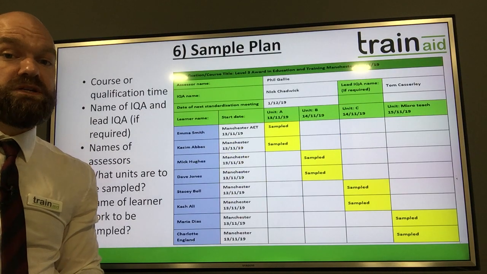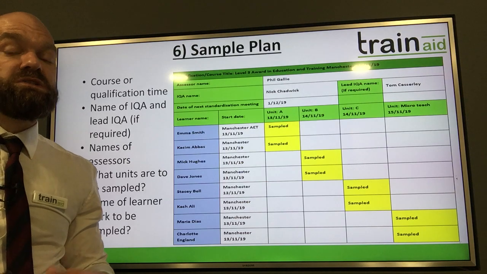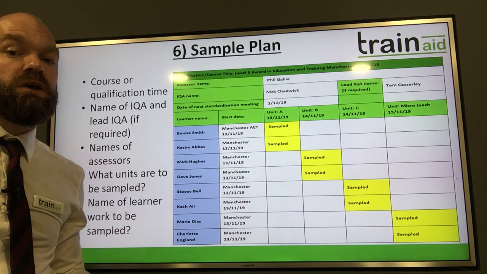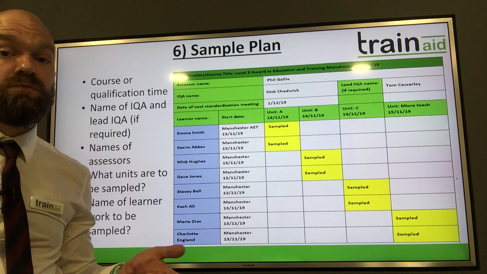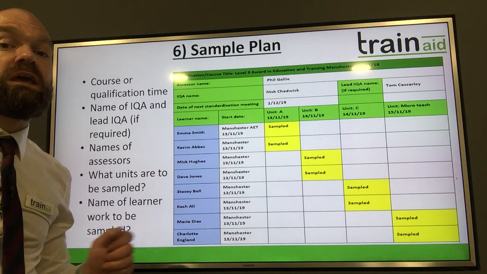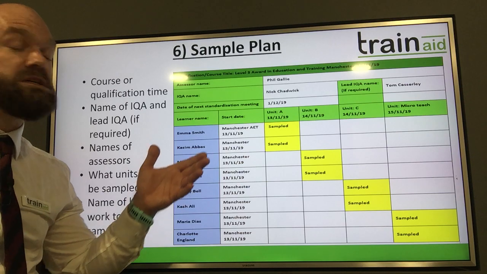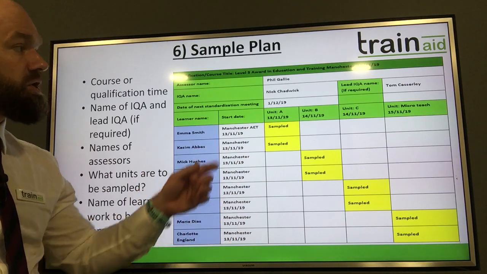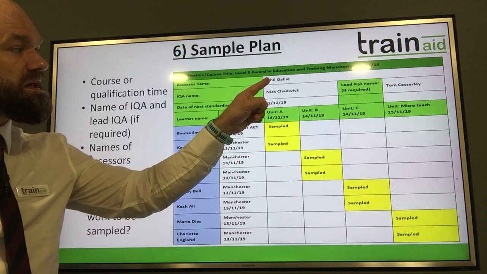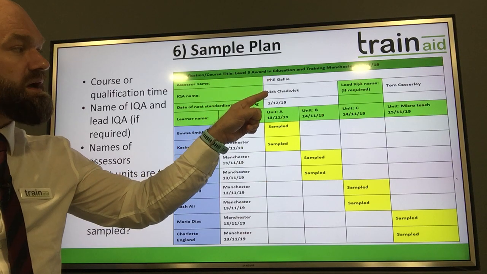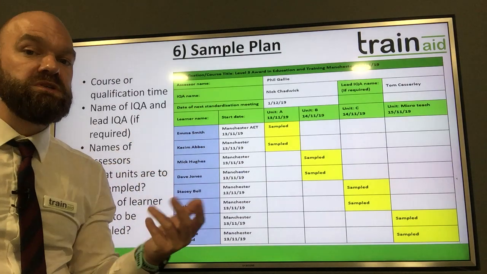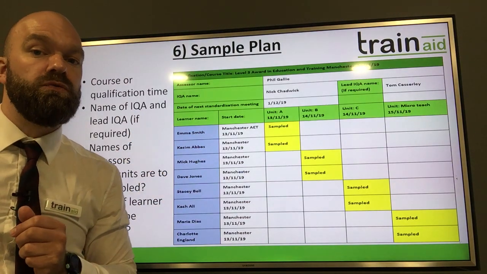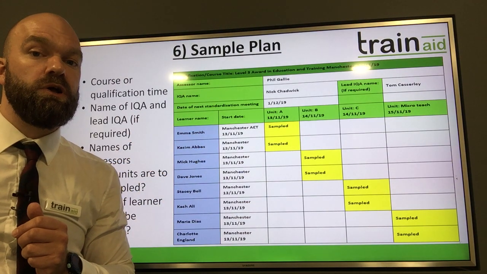Now, criteria 6, we have a sample plan. The sample plan is demonstrating what is going to be sampled and from who. In terms of the actual document behind me, this is a very basic sample plan. We have the name of the assessor here, the name of the IQA. We also have the qualification title and what is going to be sampled from your learner.